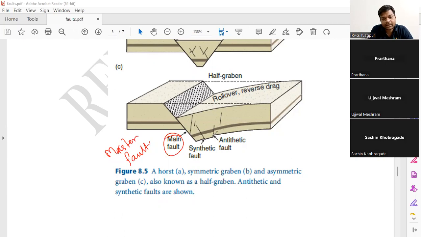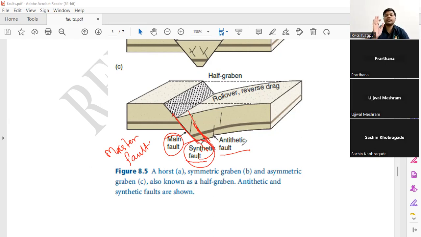Now here there are two types of minor faults: one is synthetic, another one is antithetic. The synthetic fault dips in the same direction as that of the master fault, so they are basically parallel, not exactly parallel, but they show a similar dip direction. Such a fault will be called a synthetic fault.